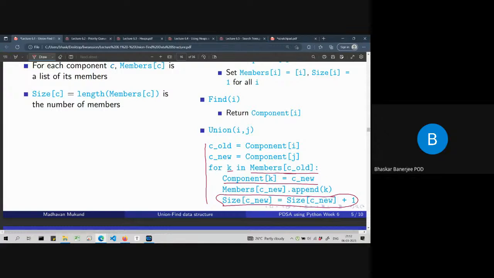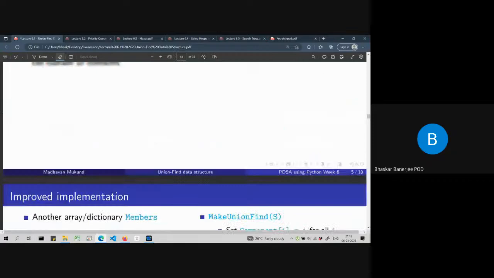That means I'm having a size dictionary along with the members and component dictionary, where the size of a given component, let's say C new, would give me the length of the members. That is how many nodes are there inside that component. So that I am using. Okay, fine. So this is the method we have used with the members dictionary. But it's still the same. It can still boil down to order N. We have not changed anything. That's what I was arguing in the previous slide. Nothing has changed, because again, I can boil down to order N time.